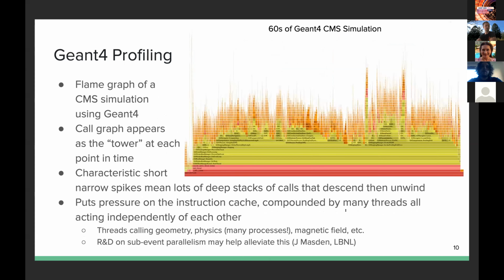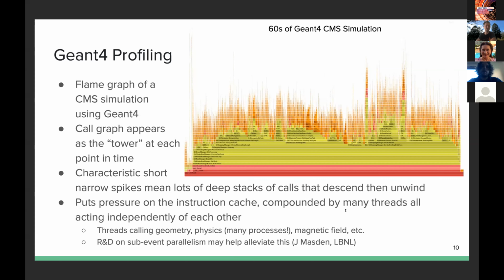So if you want to improve Géant 4, what does it actually look like? On this slide I've given a flame graph that shows CMS simulation using Géant 4. The flame graph is basically printing out the call stack vertically at each point in time, which is the horizontal axis. So the fact that you see very short, narrow spikes means that the way in which Geant4 code runs is it makes lots and lots of very deep function calls, which go and do one particular thing and then unwind.